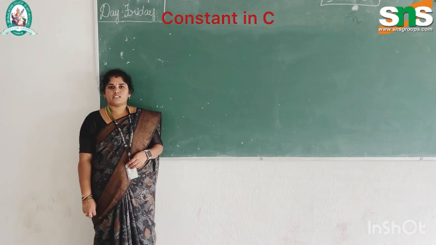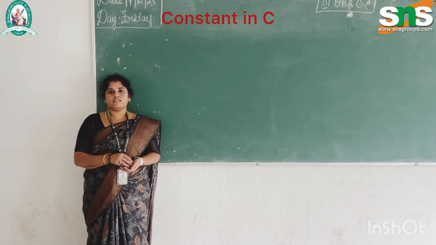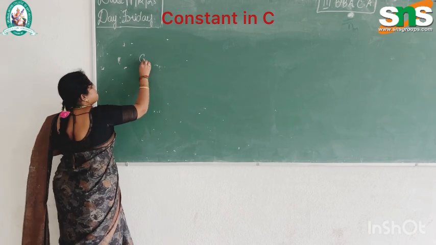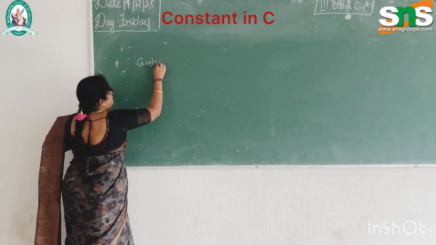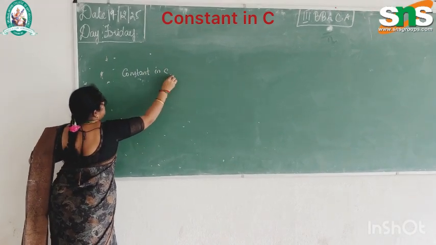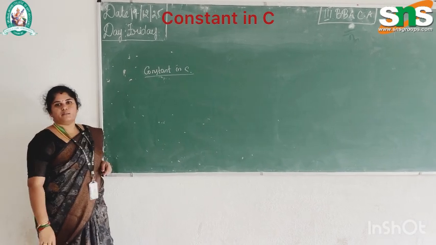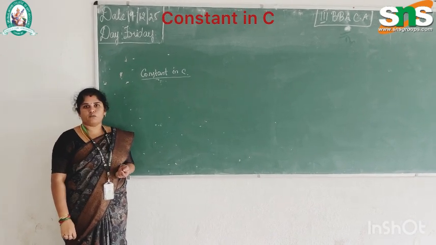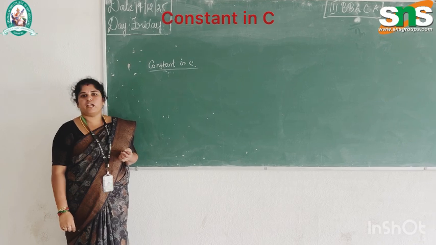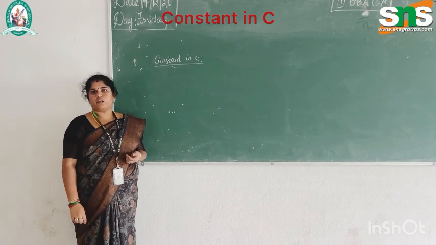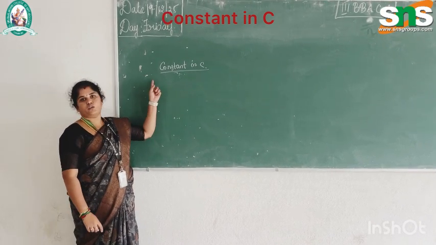Today we are going to discuss constants in C programming. A constant is something that stores a fixed value. Throughout the program, the value is fixed for the particular variable. That is the definition of a constant.